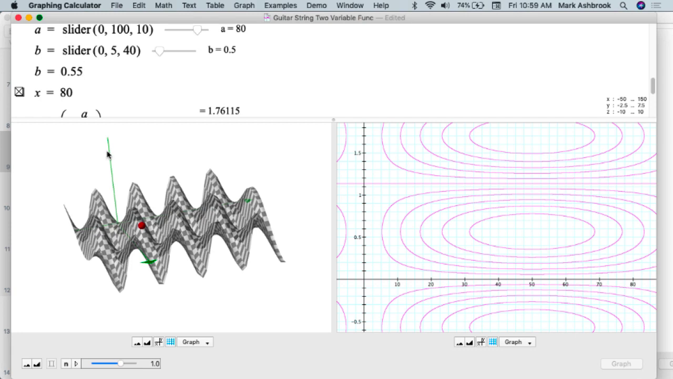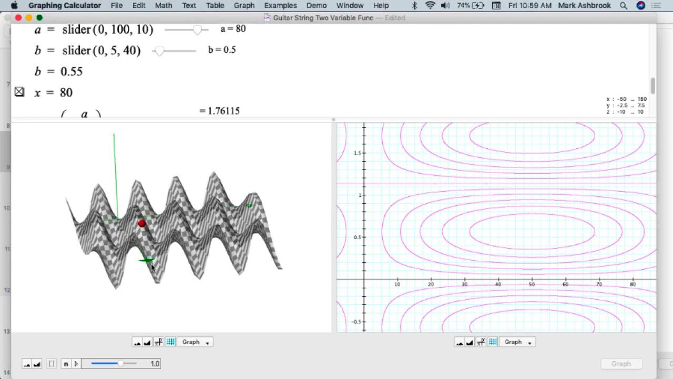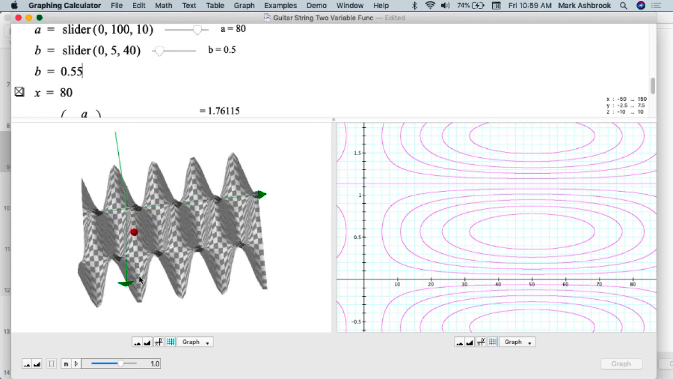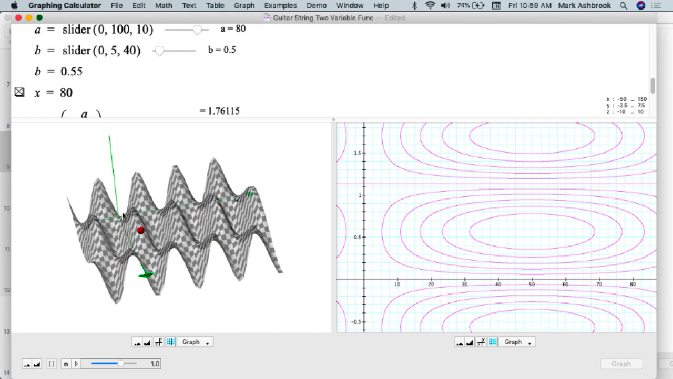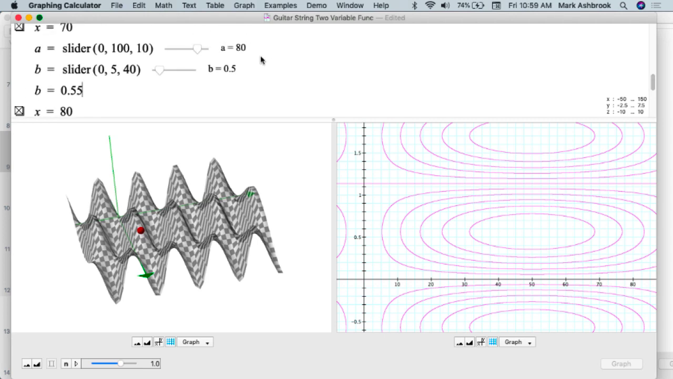All right, so this is the surface for the guitar string function. X was like distance down the string, and then y was time. So somehow the z values of the surface are showing you displacement of the string at combinations of distance down the string and time. So I've picked this point here, 80, 0.5. So 80 millimeters down the string, 0.5 milliseconds after it's been plucked. Here's that point right there, 80, 0.5.